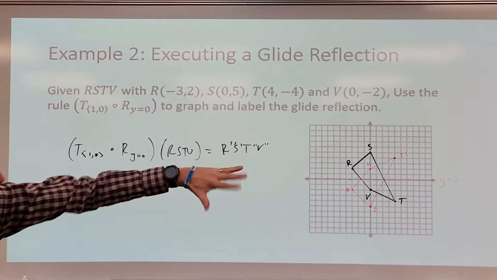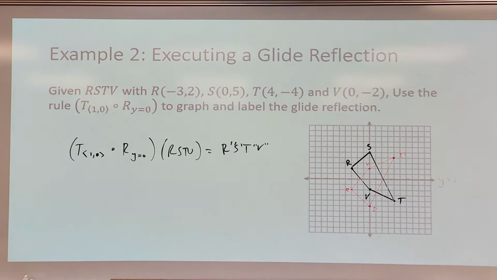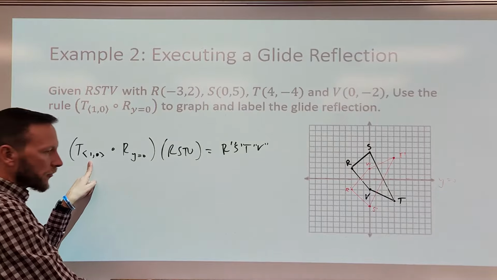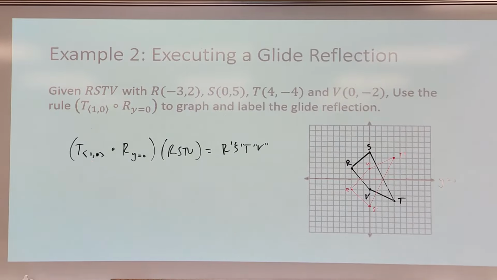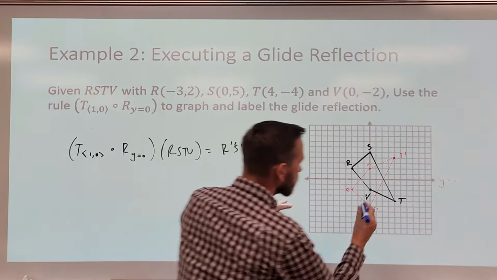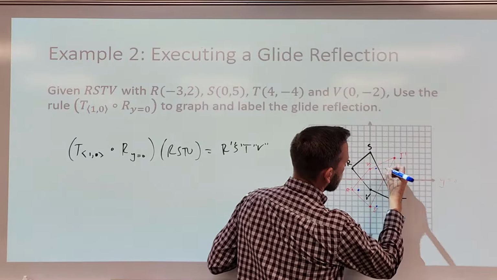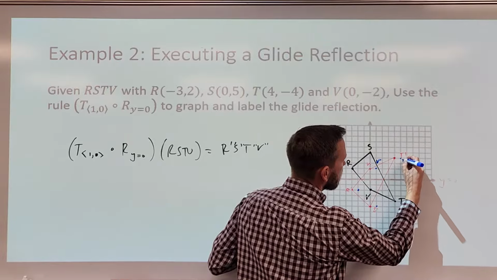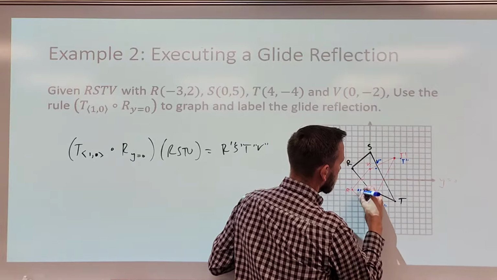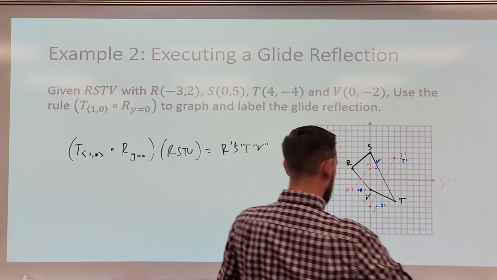All right, so there's the reflection over the line y equals 0. And now we're going to translate it forward 1 space. All right, go ahead and try to do that. See if you can do that without me. And it's not too hard. V double prime, T double prime, S double prime, R double prime.